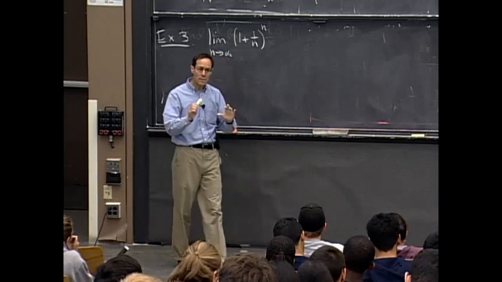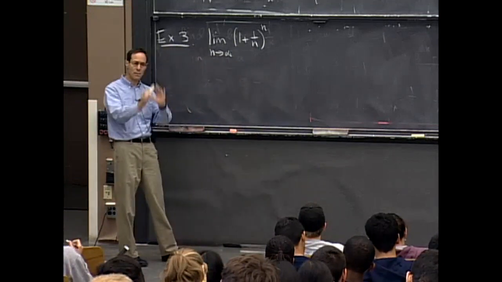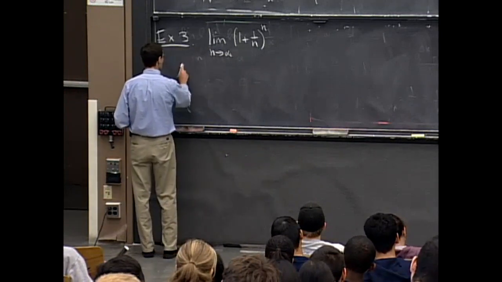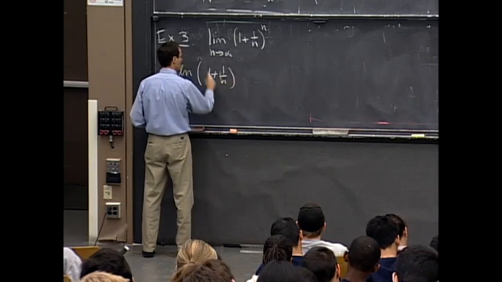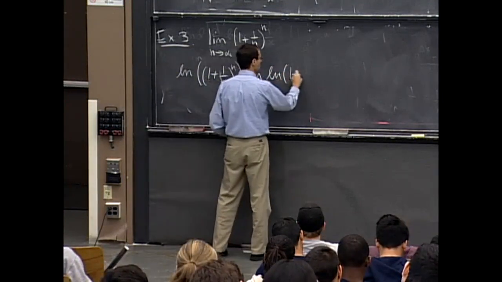So in order to figure out this limit, what we're going to do is take the log of it and figure out what the limit of the log is instead of the log of the limit. Those will be the same thing. So we're going to take the natural log of this quantity here, and that's n log(1 + 1/n).